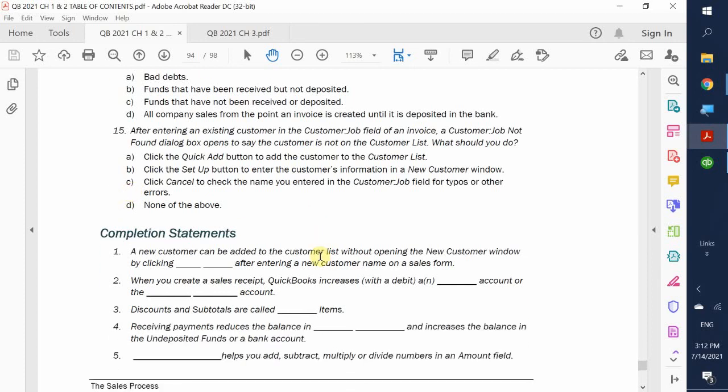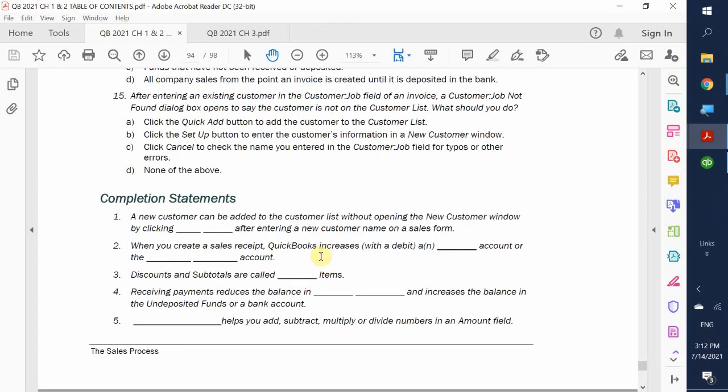Let's just take one more minute to go through the complete-the-statement section. Number 1. A new customer can be added to the customer list without an opening balance, in the new customer window, by clicking blank after entering the new customer name. Quick add. Yes, quick add is correct. Number 2. When you create a sales receipt, QuickBooks increases, by a debit, a blank account. A bank account, good. Undeposited funds, or a bank account, yes, there you go, good. Sorry, I didn't finish reading the question.